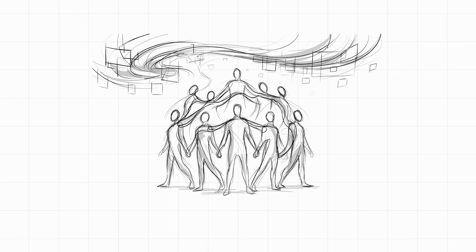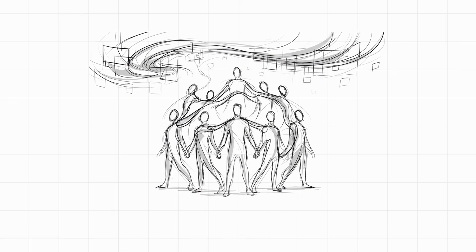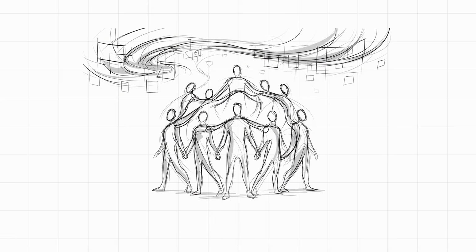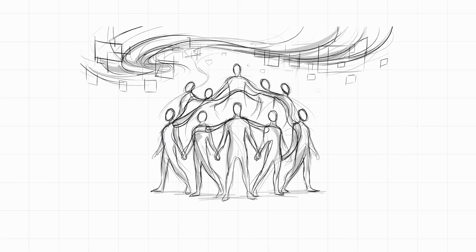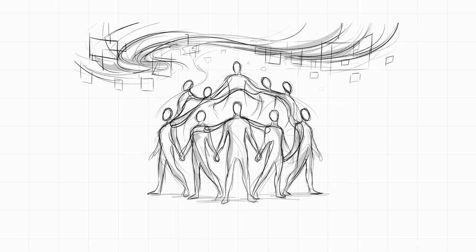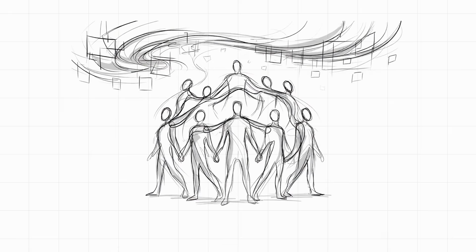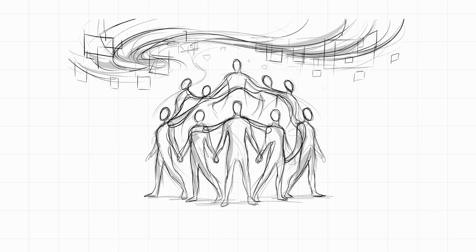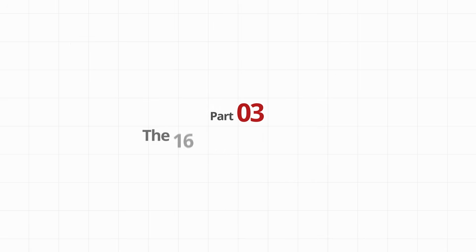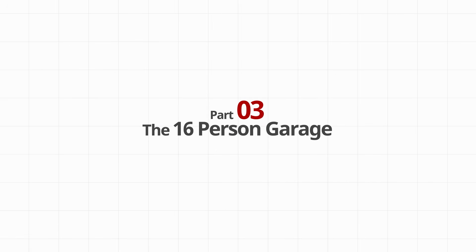But this wasn't a solo mission. Our story is about a team of 16 rebels, people who came together not just to write software, but to break a monopoly and rewrite the future of design and software. And this is where the storm truly begins. Part 3, the 16-person garage.